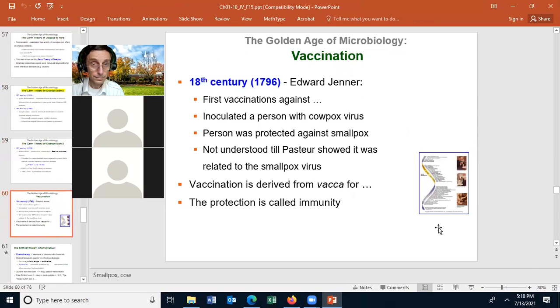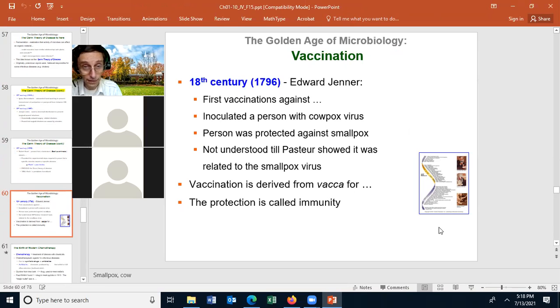Edward Jenner also was important in this, and he's the first person who came up with the first vaccine. He inoculated people with the cowpox virus and then noticed that the people were protected against smallpox. However, no one during his day understood why smallpox was protected by the vaccine, meaning why was cowpox protecting against the disease smallpox?